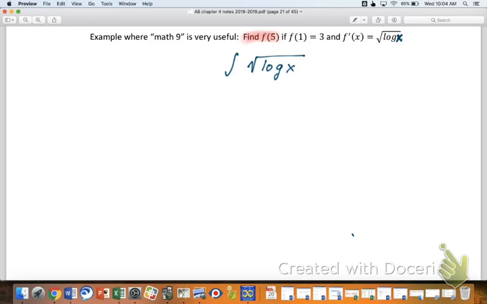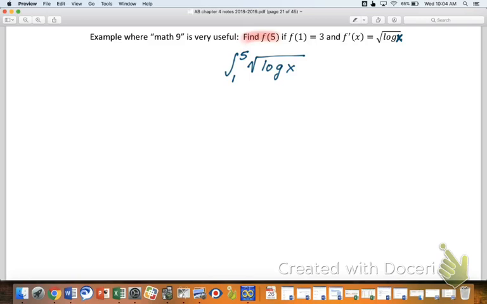I'm going to say that one of my limits of integration should probably be a 1. What should the other limit of integration be? A 5. Let's talk about why. Why would I pick a 1 to be one of my limits? Starting point. It's my starting point. That's what I know about, right? I know that f of 1 equals 3. That's my beginning point for whatever's happening here.